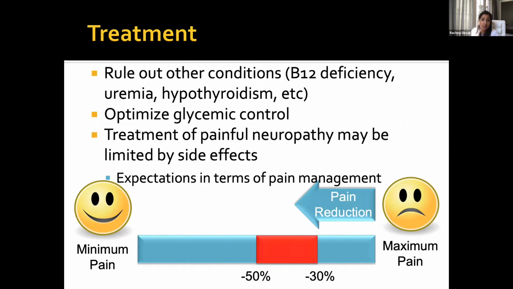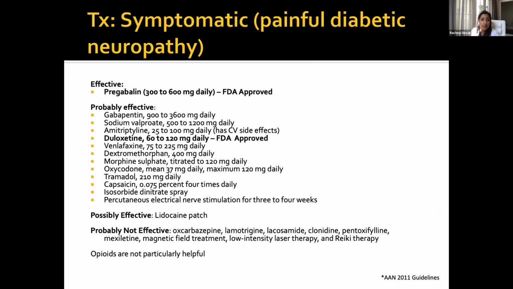And in my many years of being an endocrinologist, I have yet to prescribe an opioid for painful diabetic neuropathy. So what medications work? Pregabalin is actually quite effective and it is FDA approved. Gabapentin as well. Duloxetine is also FDA approved, which works well. So I tend to stick to those three. Sometimes I'll use amitriptyline. But I find that a lot of the other stuff doesn't work, like the lidocaine patches or the opioids. They're just not very effective.